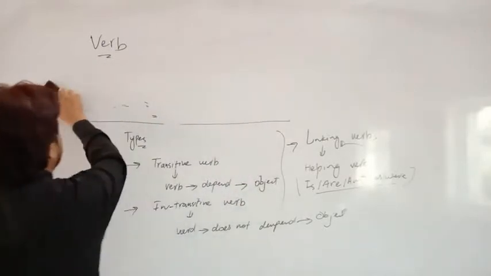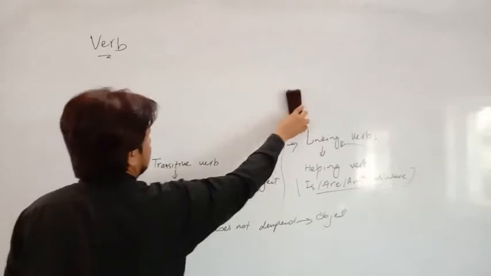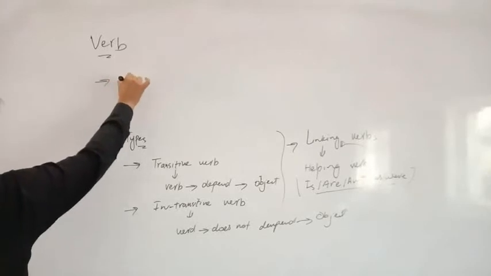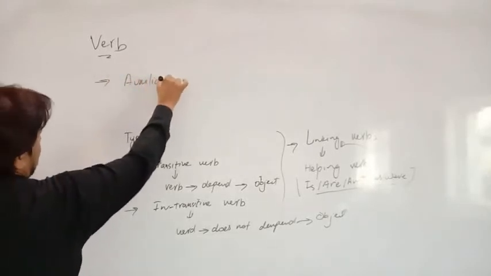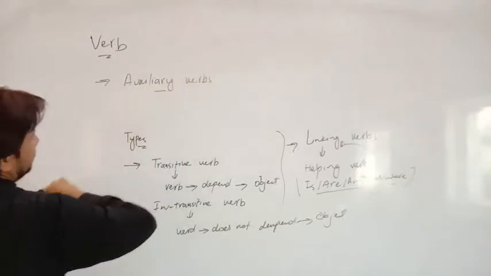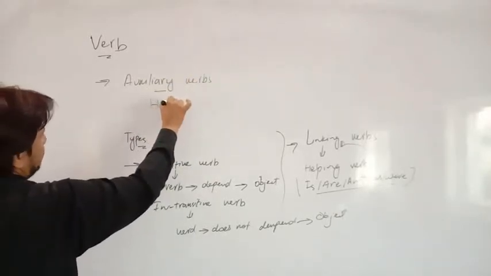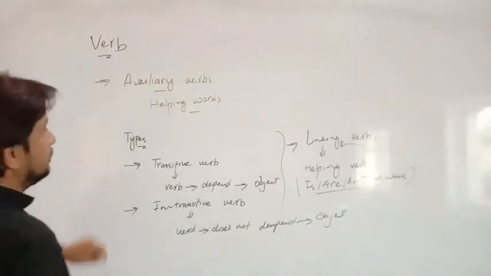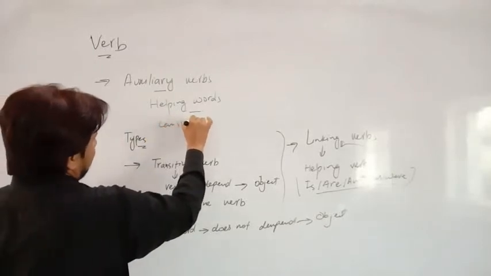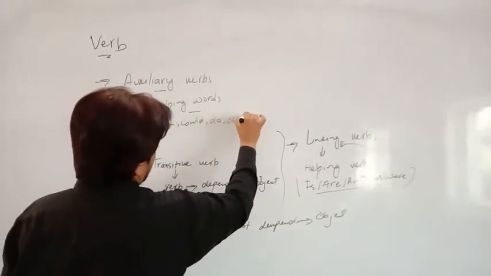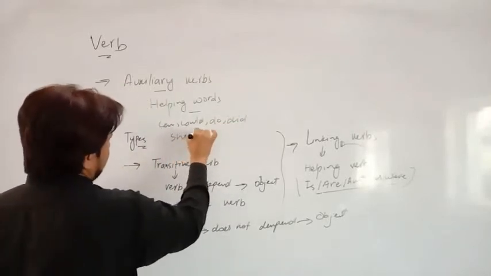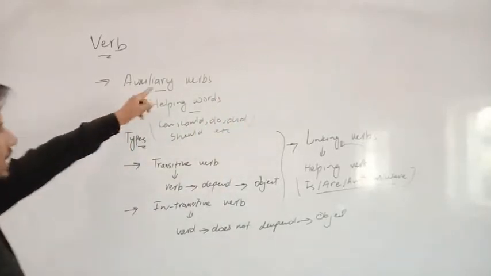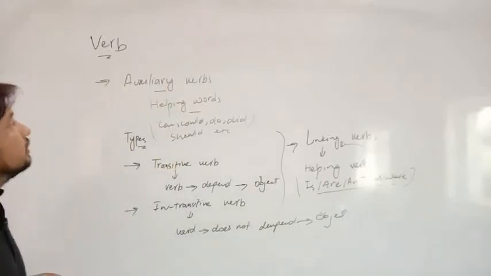So I'm going to explain further. And the next one is auxiliary verbs. There are some helping words. I'm not talking about verbs, I'm talking about helping words. May, can, could, do, did, should, etc. These are also known as modal verbs. So modal or helping verbs are included in auxiliary verbs.